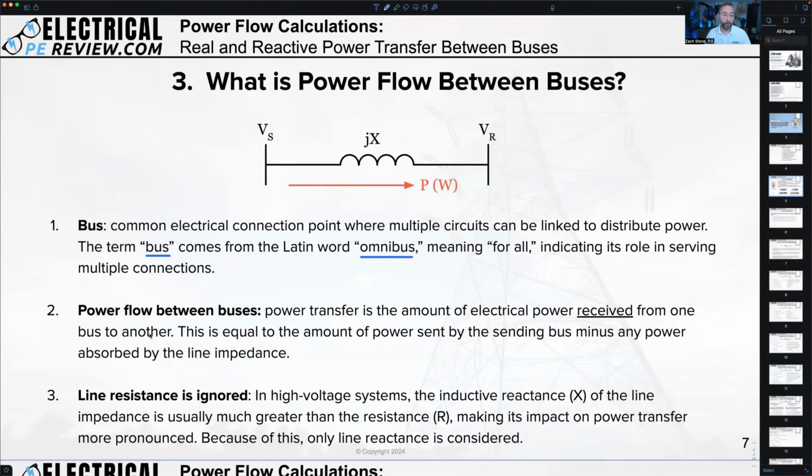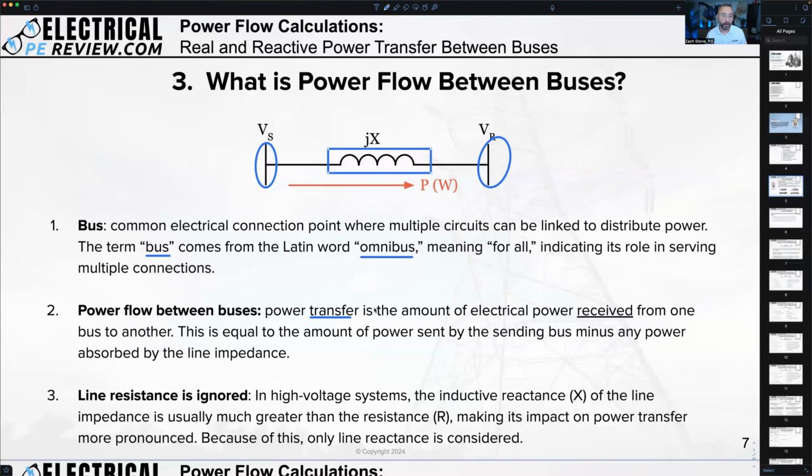Number 2, power flow between buses. Power flow, and specifically when we use the word power transfer, is the amount that the receiving bus receives from the sending bus. So right here, this would be the amount of real power transferred from one bus to another. This is equal to all of the power sent from the sending bus minus any power absorbed in the line. Now, typically when we work power flow or power transfer, we ignore line resistance.